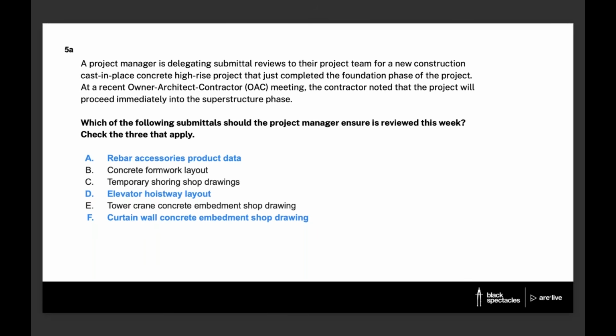Perfect, thanks. And then last question we have is, can you explain what the superstructure phase is? Is that just a CA phase, or can you just further explain what that is?